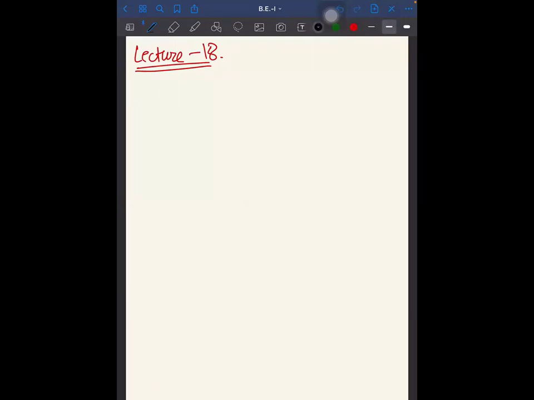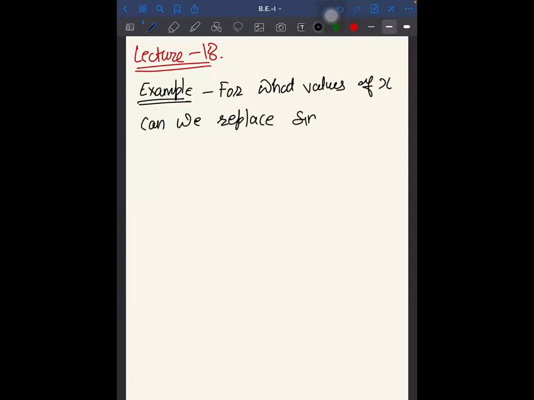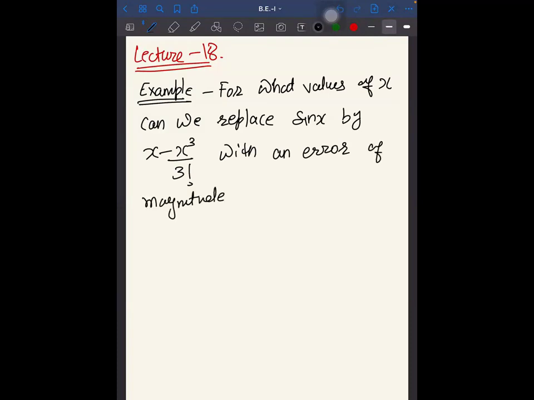For what values of x can we replace sin x by x minus x cubed by 3 factorial with an error of magnitude no greater than 3 into 10 raised to power minus 4?